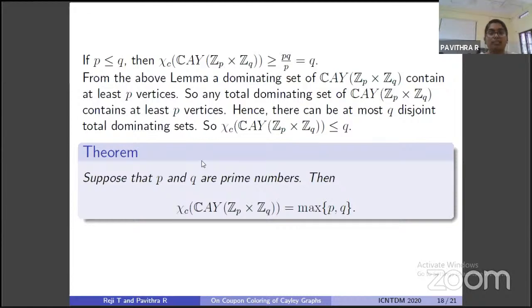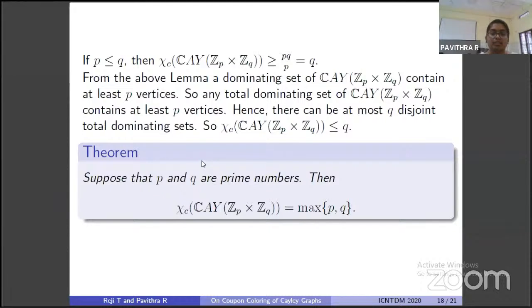So any total dominating set, we have already said that any total dominating set is a dominating set, so any total dominating set must also contain at least p vertices. Hence, there can be at most q disjoint total dominating sets. Actually, coupon coloring number was also referred to as the total domatic number. So the coupon coloring number of Zp cross Zq is less than or equal to q. So we get the result: suppose p and q are prime numbers, then chi-c of Cayley graph of Zp cross Zq is equal to the maximum of p comma q.